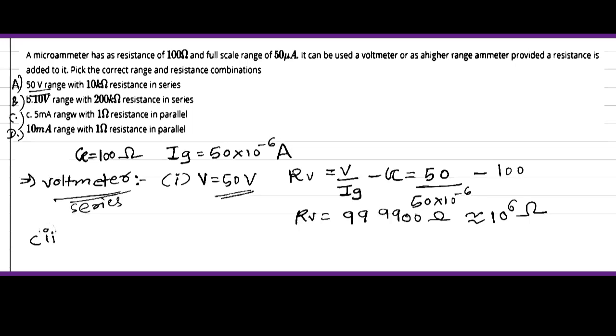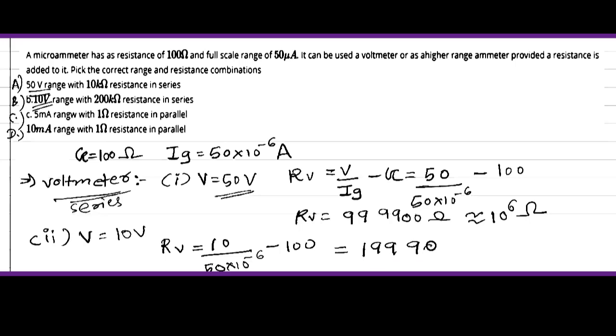Now, from our second option, we will take V is equal to 10 volt. So our RV will be V, which is 10, divided by Ig, 50 into 10 raised to minus 6, minus 100. Our final answer will be 199900 ohm, which is approximately 200 kilo ohm.